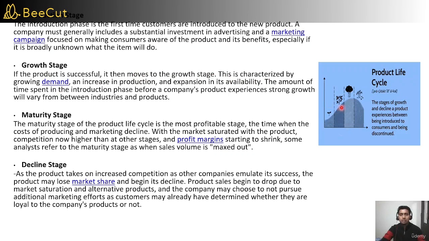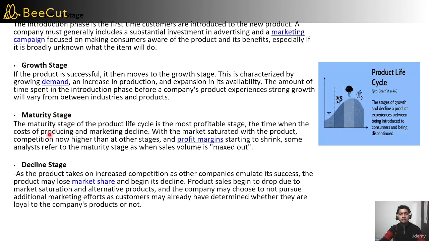So here you see the demand is growing, and this will lead to an increase in the production plan expansion. The amount of time spent in the introduction phase before a company's product experiences strong growth will vary between industry and product. Here we have divided all the four stages equally, but it depends. For certain products, it will take a lot of time in the intro stage. It may take a lot of time to create awareness about the product. So it will vary from industry to industry. So that was the growth stage.